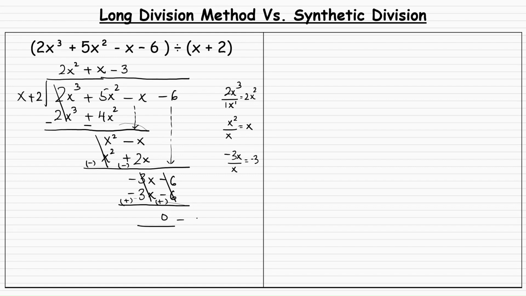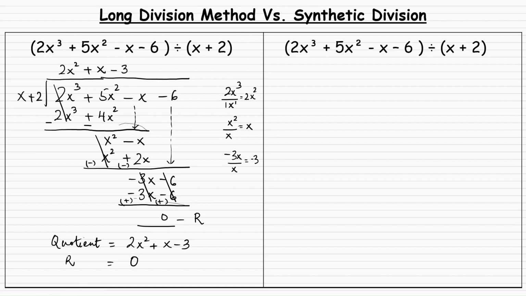This is my remainder. So what is my quotient? Quotient means the answer of division. So my quotient in this question is 2x squared plus x minus 3 and the remainder is 0. Let's do the same question with the synthetic division now.